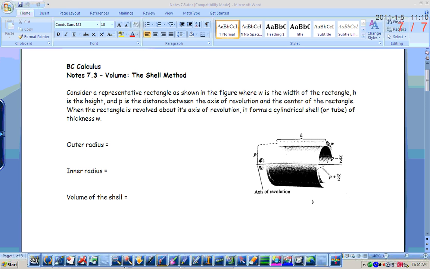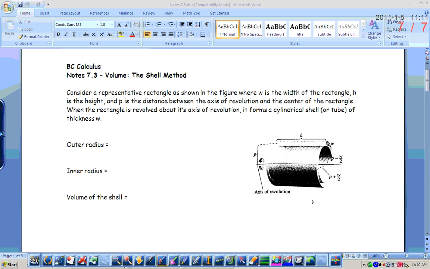The two methods that we used were the disk and the washer. For both of those, the rectangle was always perpendicular to the axis of revolution. Now, there are times when it's easier to have your rectangle parallel to the axis of revolution, and that is going to use what's called the shell method.